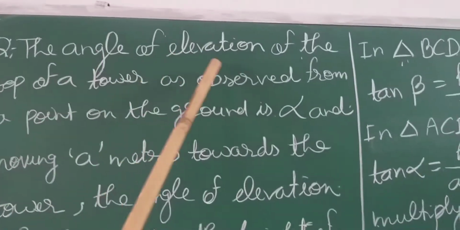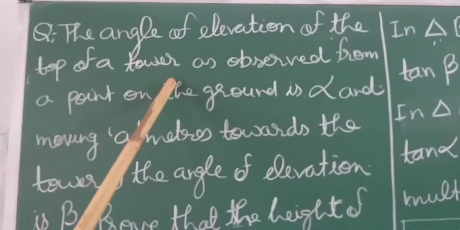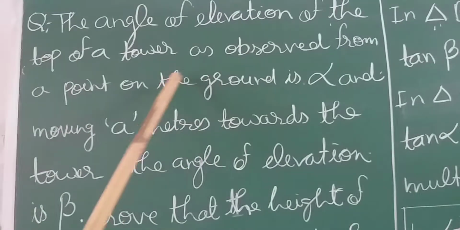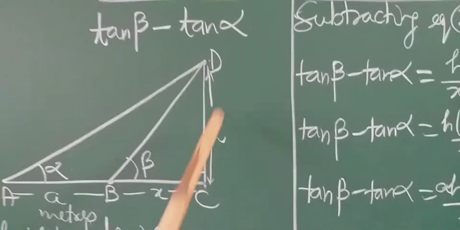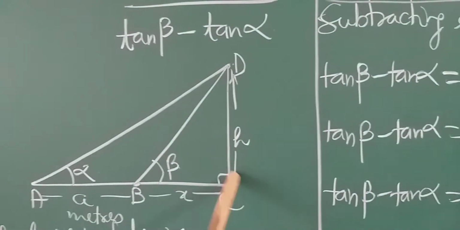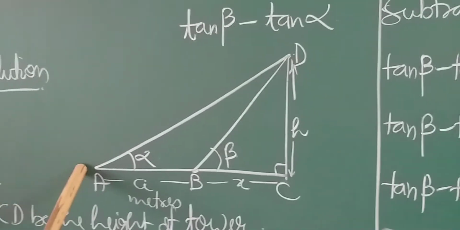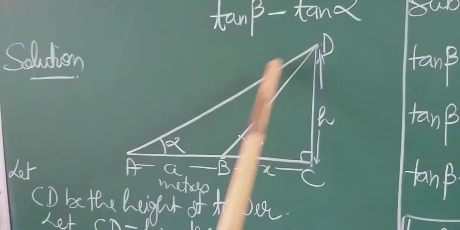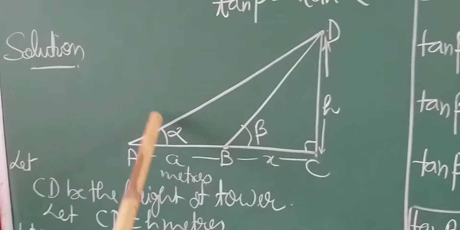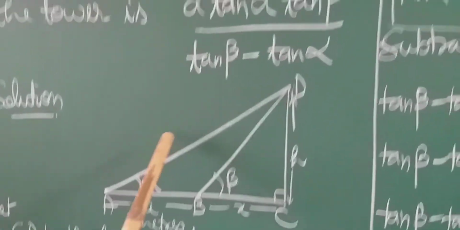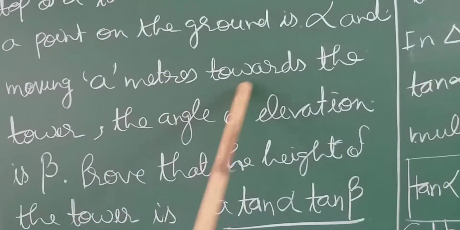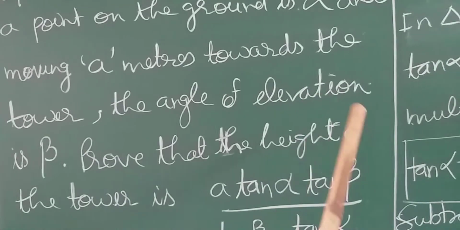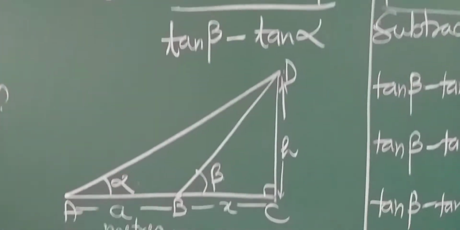The angle of elevation of the top of a tower from a point on the ground is alpha. So CD is the tower and A is the point of observation. Angle DAC is alpha. Now, and moving a meter towards the tower, the angle of elevation is beta.